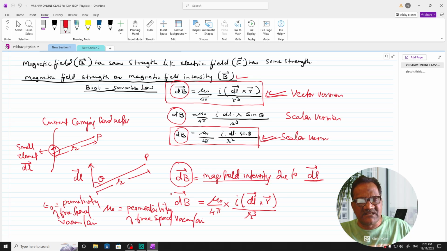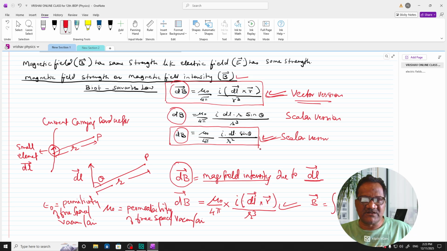Now this particular formula is the formula for the magnetic field intensity due to a small element dl. And if you want to find the magnetic field intensity due to the entire current carrying conductor, you will have to integrate dB. When you integrate dB, you will get B. So the magnetic field intensity will be the integration of this small element dB. In the vector version, this is the formula.